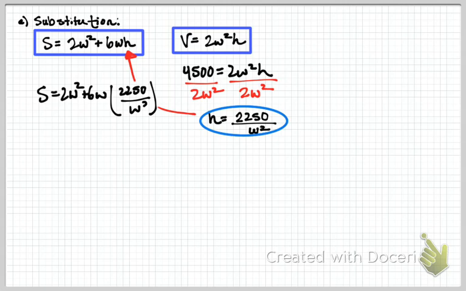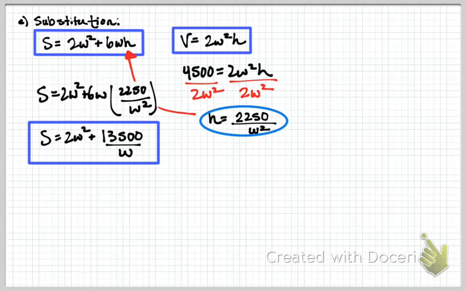All right, you should be here. We can go farther though. We've gotten rid of H. 6 times 2250. Anybody have that number? It should be less than that. Is it that big? 13,500. And then I have a W on top and 2 on the bottom. How many W's are left? 1, and where is it? On the bottom. All right, now I have a nice surface area equation, and I'm only solving for W.